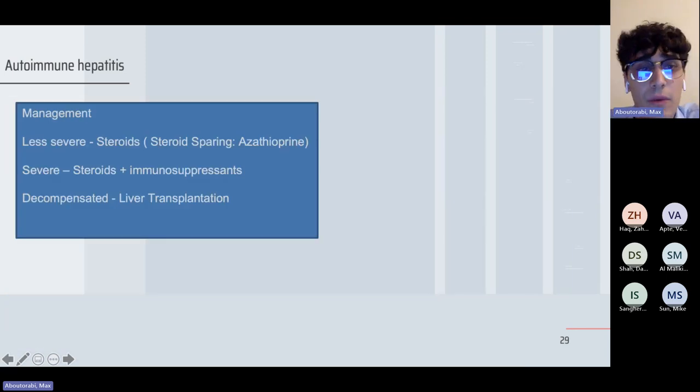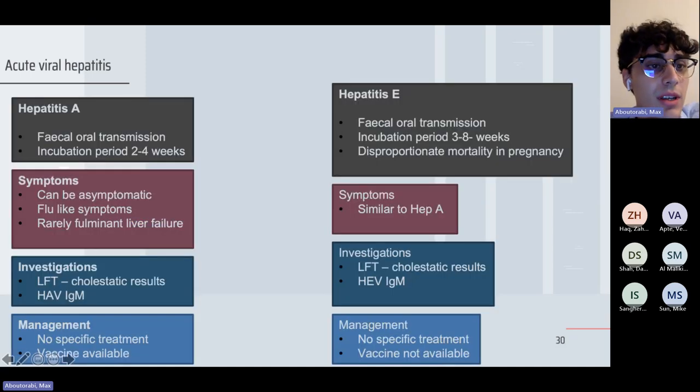And then the management, obviously, is it's inflammation, you want to look at using steroids. If it becomes very severe or resistant to the steroids, you want to add immunosuppressants onto this. And then if you get something called decompensated liver cirrhosis, which can happen from autoimmune hepatitis, you then want to look into liver transplants, but we'll get onto that a bit later in the presentation.